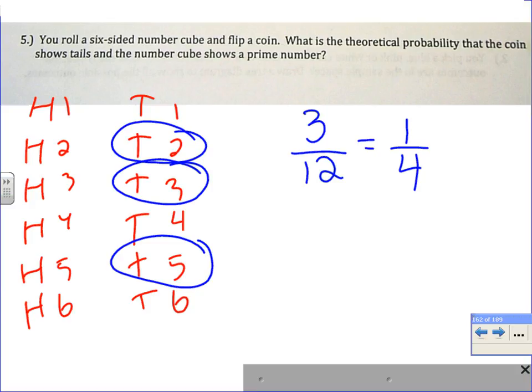Now, tree diagram would work. Mentally doing this would work. Okay, but they want to know what's the chance of getting tails and a prime number. Annalise? So I did the answer for tails and then for prime number. Yeah, it's one question. Probability is always going to be like that. They're going to ask you about 2 or 3 different things, but it's one answer. Nope, because you're doing it, it's the same thing. You're trying to find the probability. Rolling a number cube, flipping a coin, what are the chances you're going to get tails and a prime number? Okay? So never do it separately.